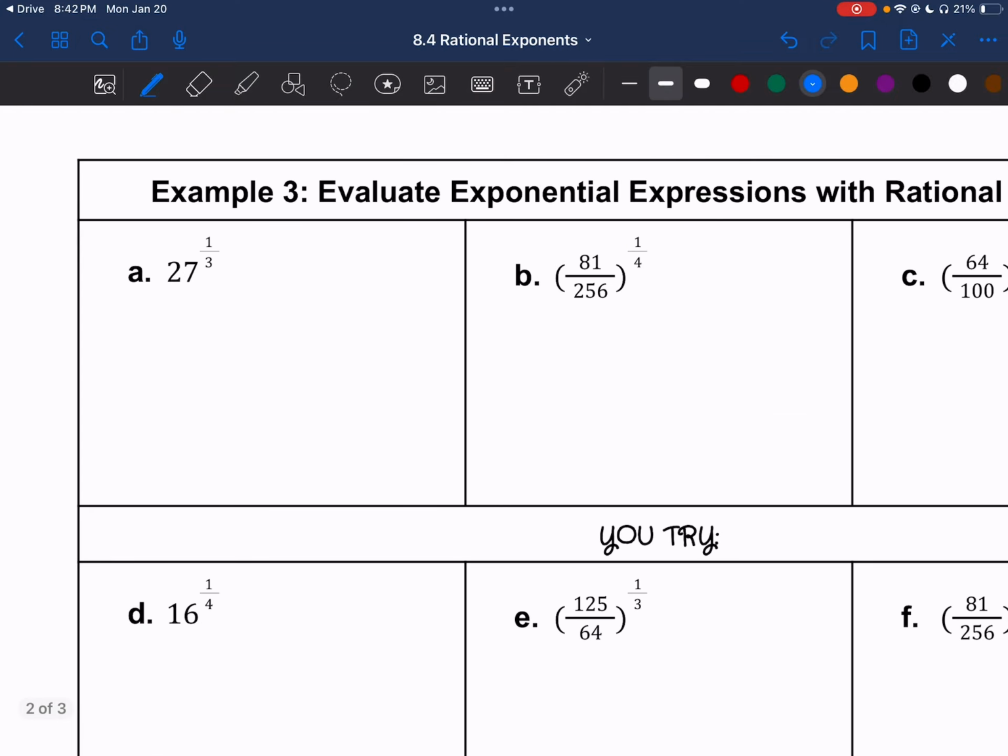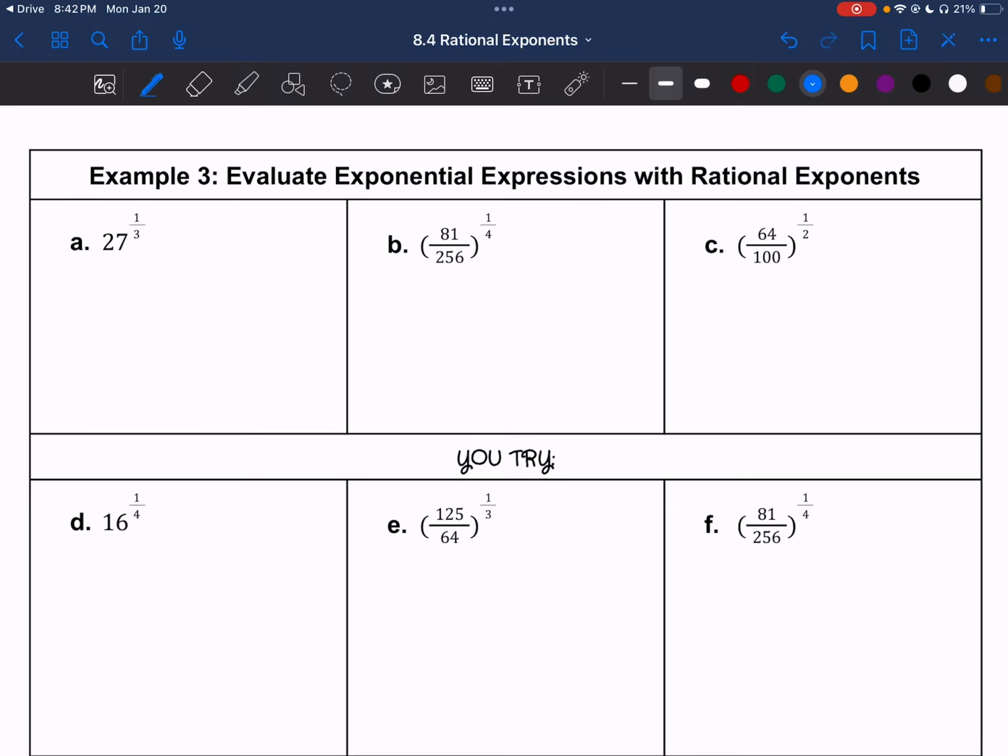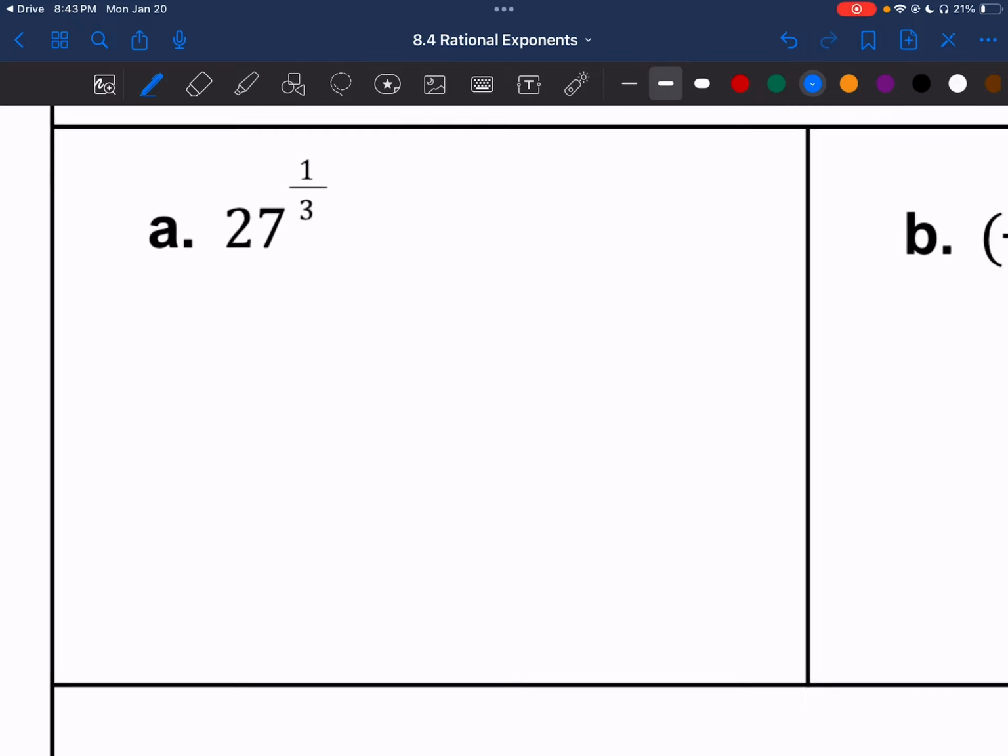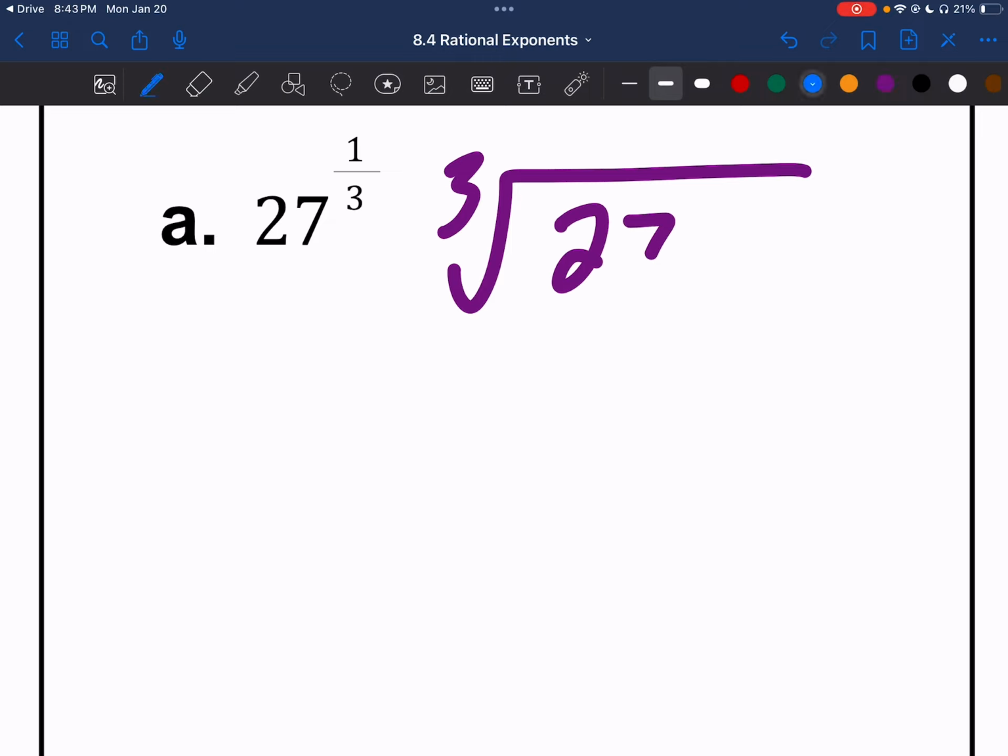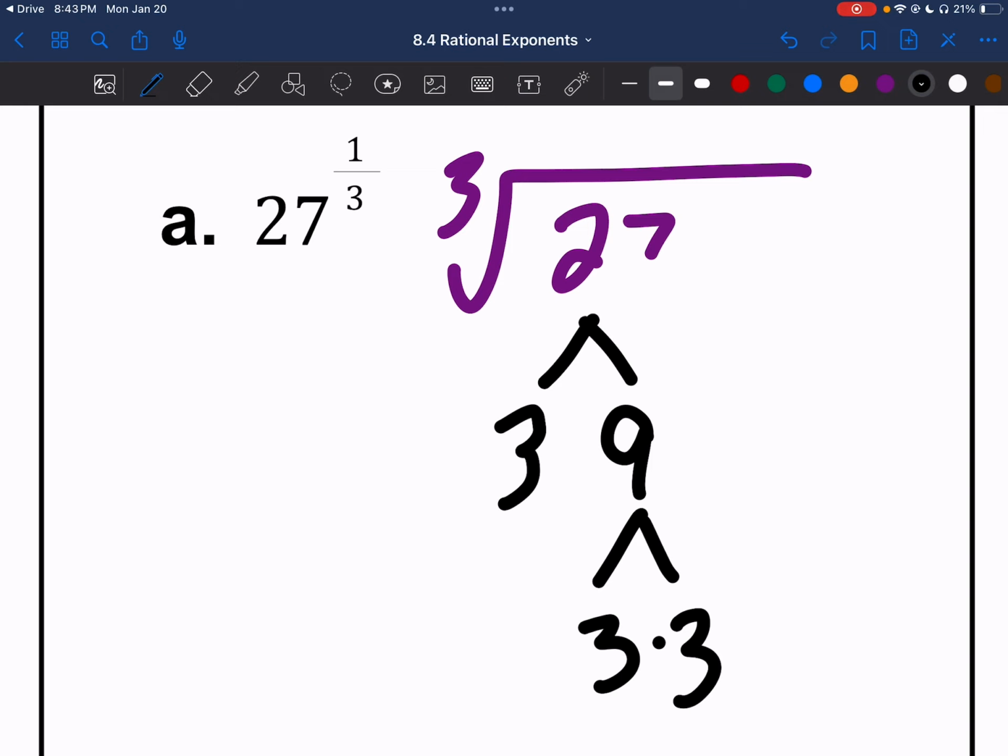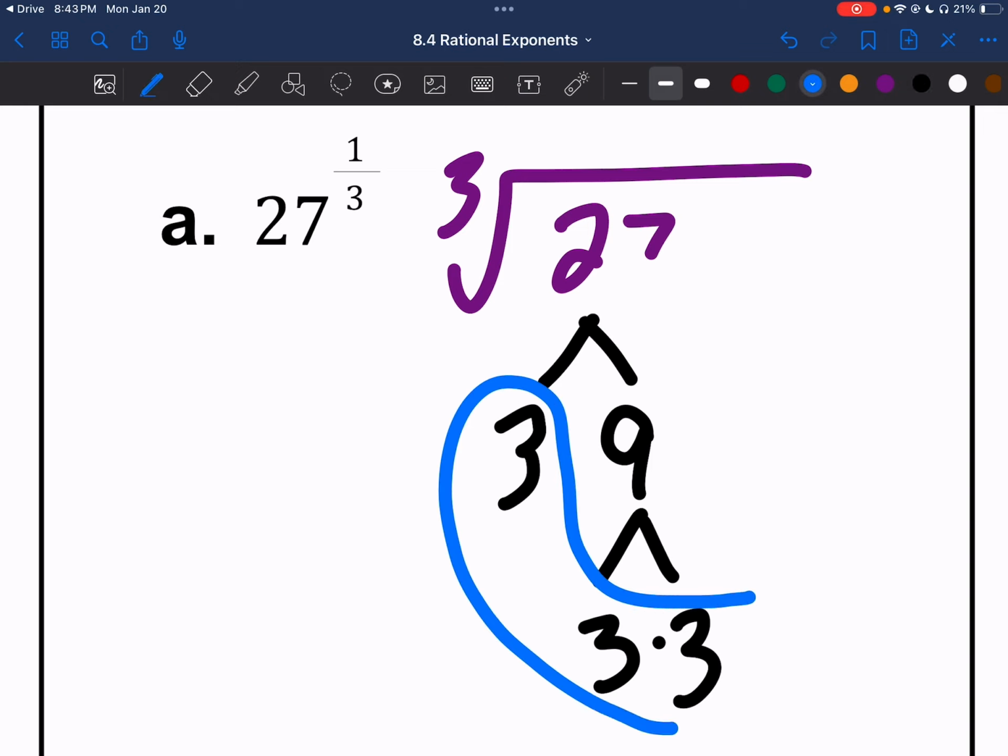All right, we're going to go on to the next page, and we're going to evaluate exponential expressions with radical exponents. So what we did was we rewrote this in radical form. We start with the third root of 27, and now we need to break it into its factors. So 27 is 3 times 9, and 9 is 3 times 3. Do we have a group of 3? We do. The 27 to the 1/3 power is 3.